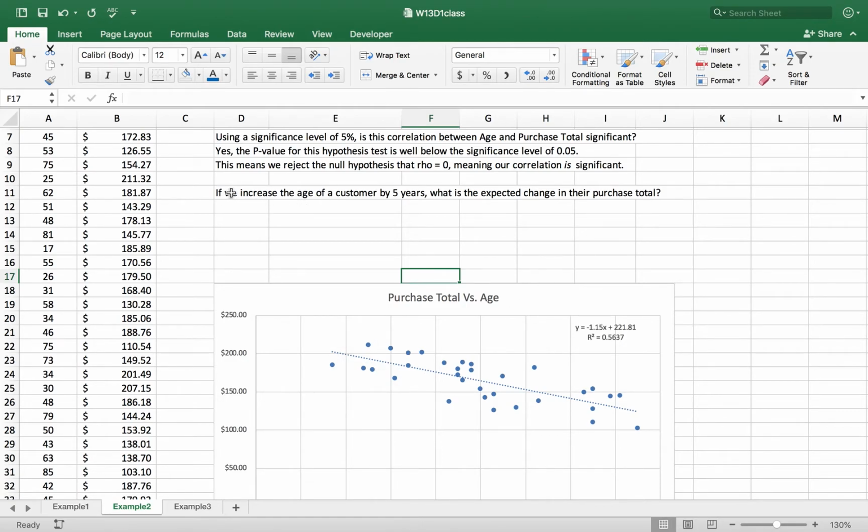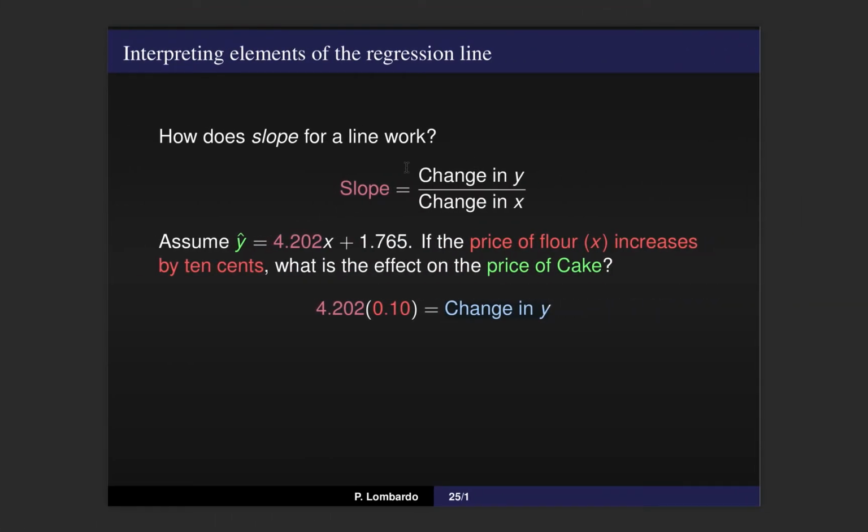So we're wondering, if we increase the age of a customer by 5 years, what kind of change should we expect to see in their purchase total? Right? And again, we're trying to estimate this using our linear regression line. So based on what we looked at before, the slope of our regression line should represent a ratio between the change that we would expect to see in our response, in this case purchase total, divided by the change that we actually see in our input, which in this case is our age, our predictor variable.